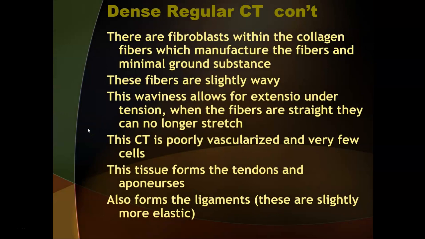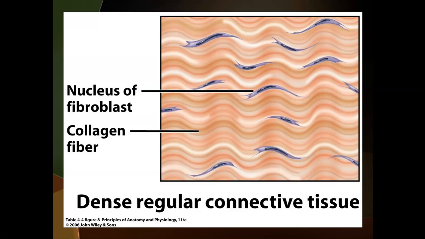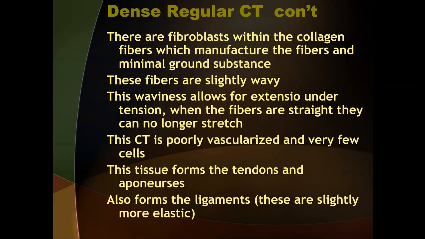There are fibroblasts within the collagen, which manufacture the fibers and minimal ground substance. And these fibers, as we saw here, are slightly wavy. This waviness allows for extension under tension. In other words, I can elongate this tissue to some degree, taking those wavy structures and making them straighter. So we say the waviness allows for extension under tension. When the fibers are straight, they can no longer stretch. So we kind of reach an end point.